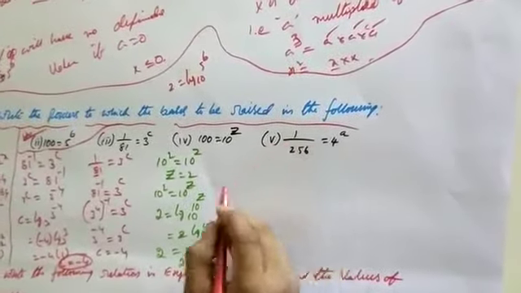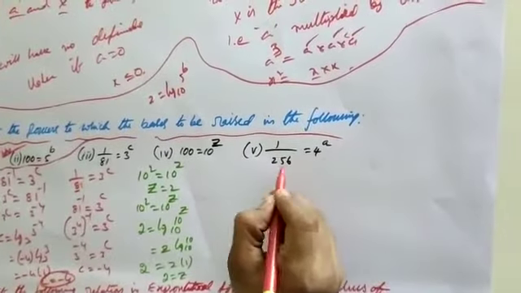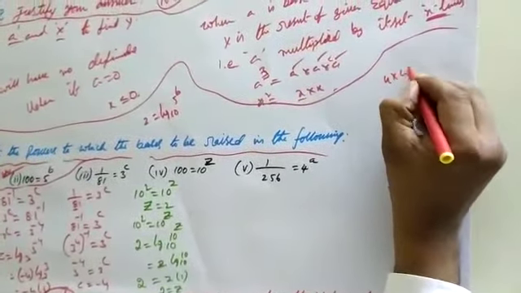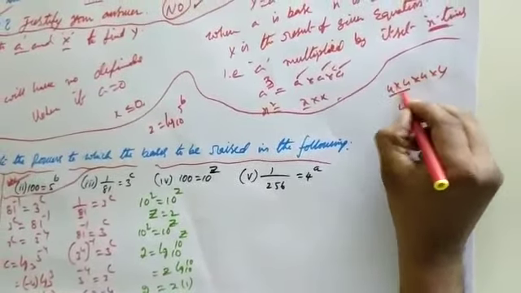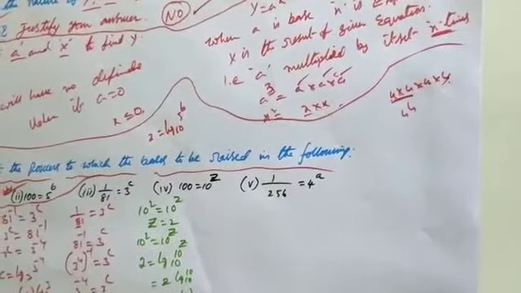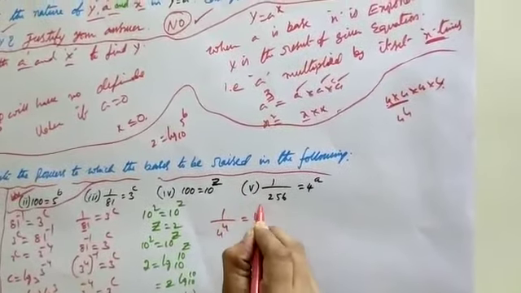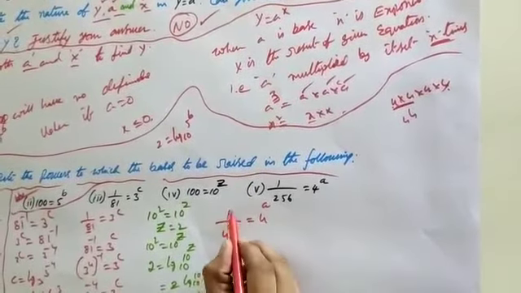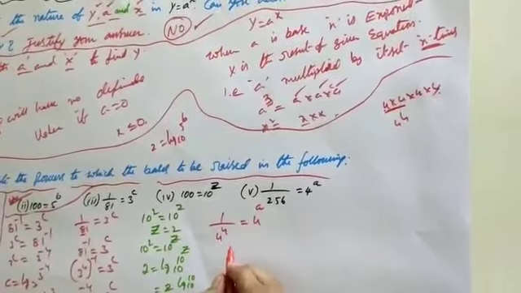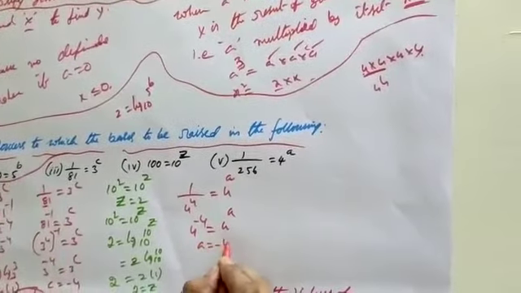Alright, go to 5. Here 1 over 256 in terms of 4. What is 4 into 4 into 4? 4 fours are 16, 16 fours are 64, 64 fours are 256. That means 1 divided by 4 power 4 is equal to 4 power a. We know 1 by a power n is equal to a power minus n. Therefore 4 power minus 4 is equal to 4 power a. Bases are equal, so powers are equal, and a is equal to minus 4.